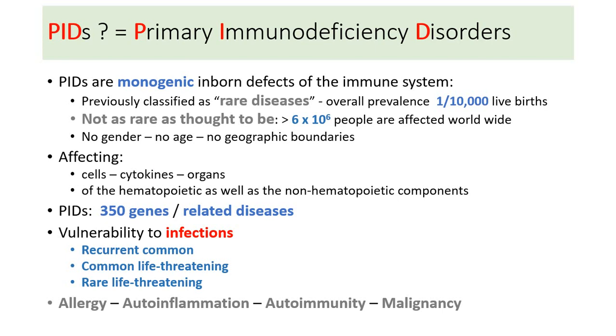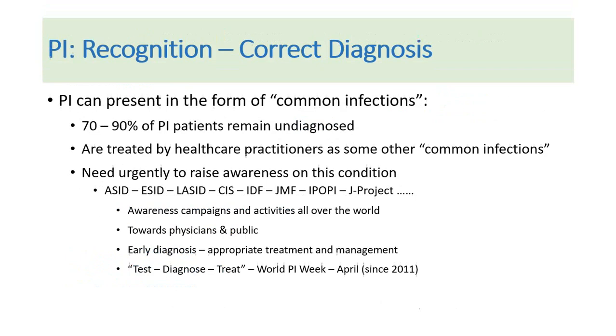How many genes? We have at least 350 different genes implicated in different PIDs, and they can result in more than 350 related diseases because some genes may have more than one presentation. The hallmark, as I told you, is vulnerability to infections, but those infections are recurrent and commonly they are life-threatening. Sometimes also there is an association of other illnesses with infections like allergy, autoinflammation, autoimmunity, and malignancy.